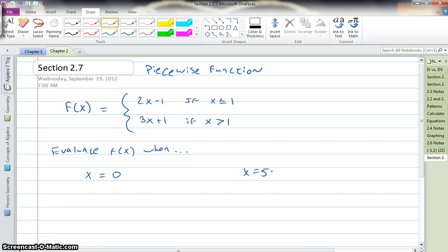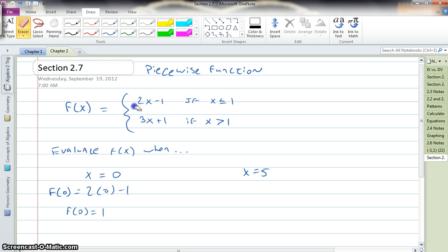Now let's take a look at x is 0. So x equals 0. Is that less than or equal to 1 or greater than 1? We know 0 is less than or equal to 1. So we're going to use this equation here. We're going to treat it the same way. f of 0 equals 2 times 0 minus 1. So 0 minus 1, so f of 0 equals negative 1. Again, we're evaluating it when x is less than or equal to 1, we use that function there.